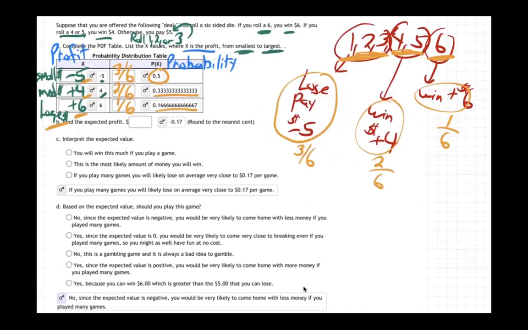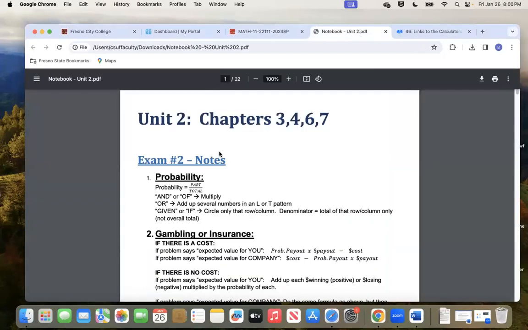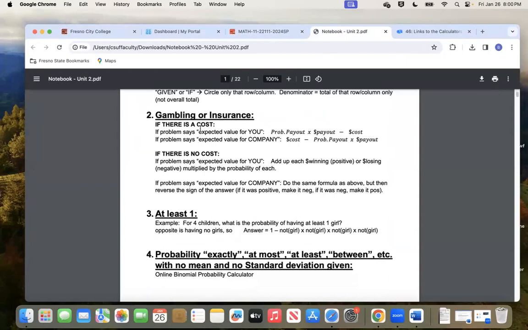Now, that's in the notes. Let me show you in case you're not clear on that. So here I'm on the course homepage. Click on notes, and I'll just open it up right there. Unit 2, notes. Here we are, gambling or insurance. That's our section. So is there a cost or is there no cost? On this problem, they never said that it costs a certain amount to play the game. So we're looking at this no cost situation. Sometimes with the casino games, they'll say it's $3 to play this game. They didn't say that here. You can lose money or win money, but they never mentioned a cost.